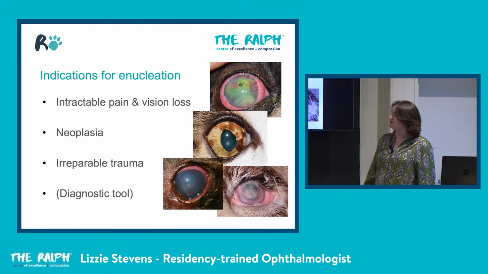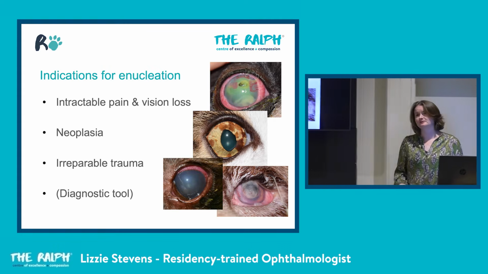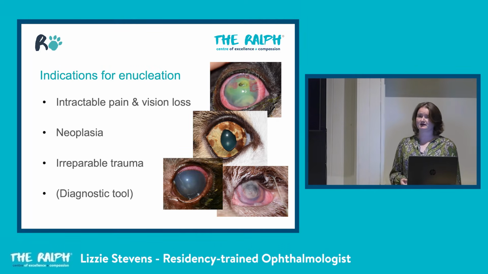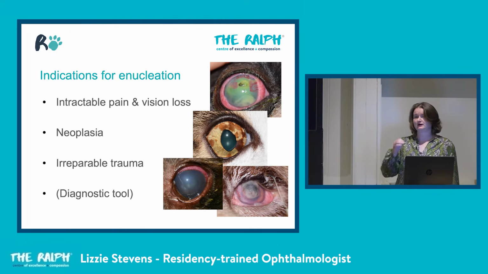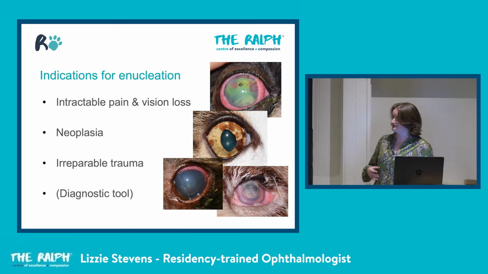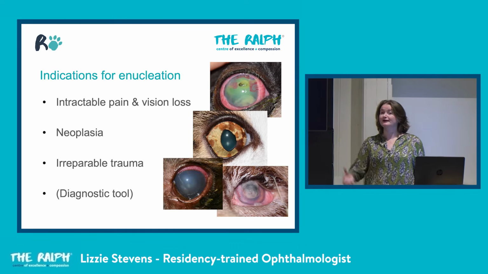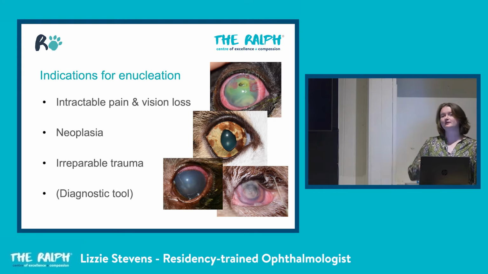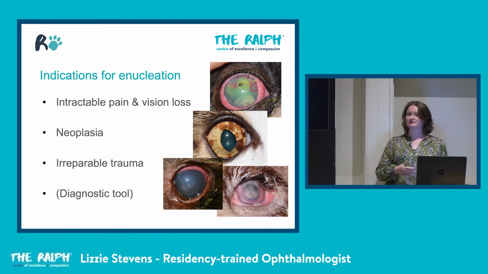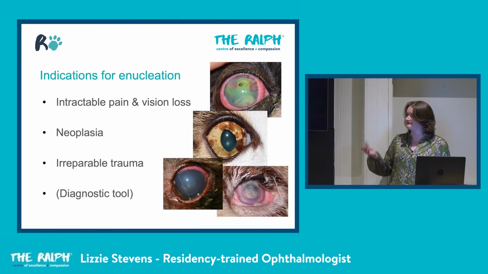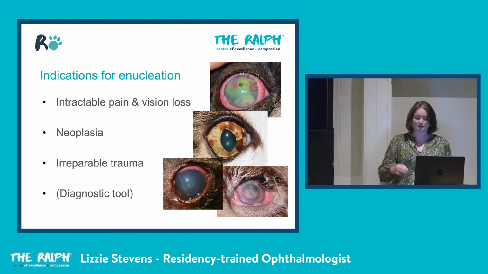Irreparable trauma is another reason for enucleation, and I've put in brackets at the bottom enucleation as a diagnostic tool, and we'll come back to this because histopathology on an enucleated eye can be really, really helpful. Now, I'm not suggesting we use it as a diagnostic tool early in the course of any disease condition, but sometimes you've reached the limit. The eye is blind, you're worried about what's going to happen to the other eye, you're worried about something else with the dog or cat, and sometimes it's just a good thought to have in the back of your mind.